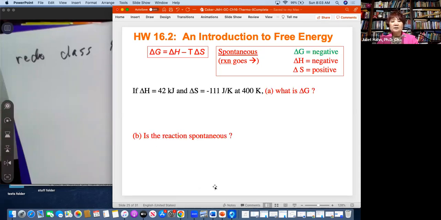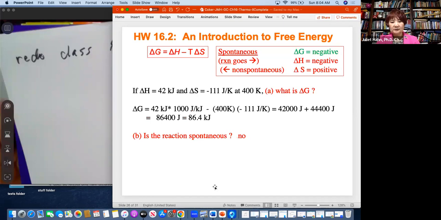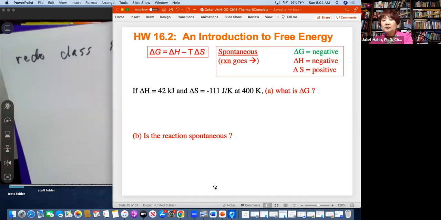Okay, here's my second homework problem. This question says, if the enthalpy is 42 kilojoules and entropy is 111 joules per Kelvin at 400 Kelvin, what is delta G? And B, is the reaction spontaneous? So we can go ahead and work this problem. I think I actually gave the answer in the next slide.